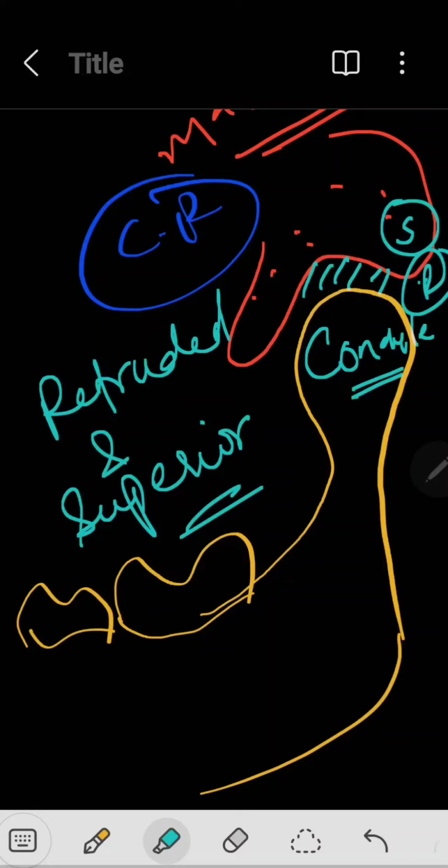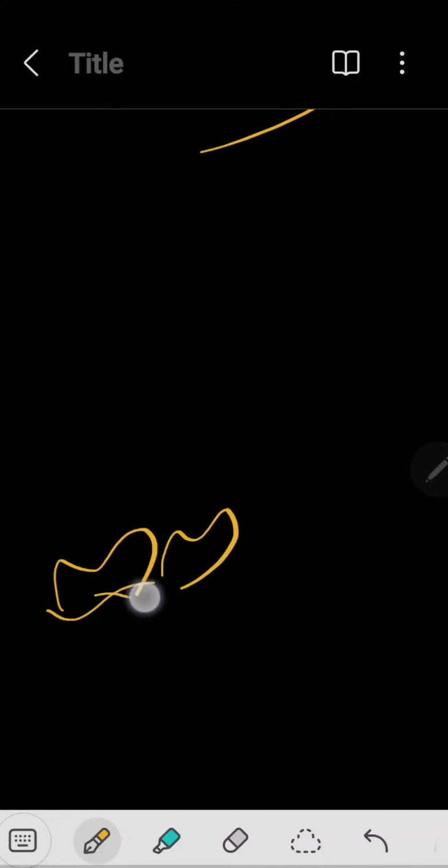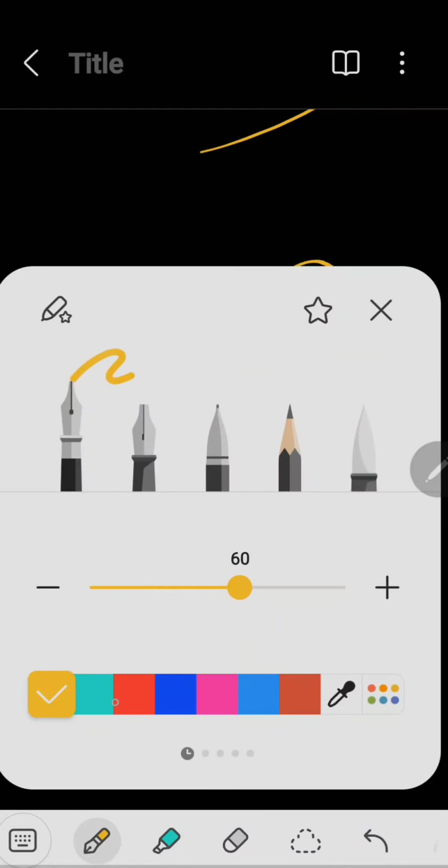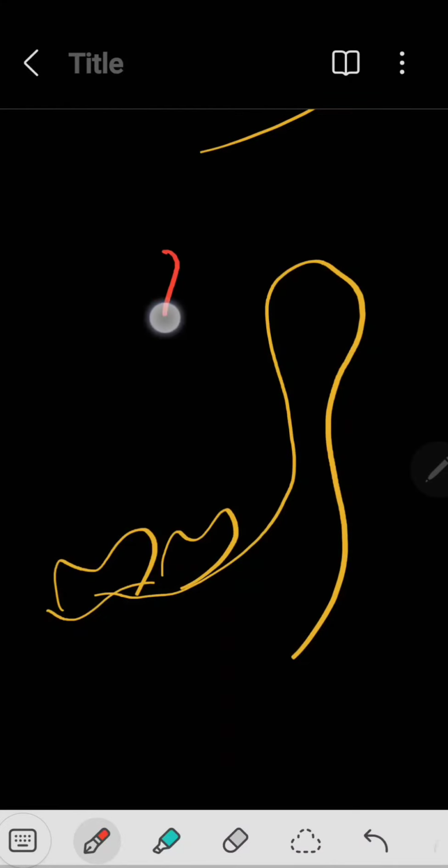But in case, if I draw the diagram for you again to clarify it, this is supposedly the condyle and this is the glenoid fossa.